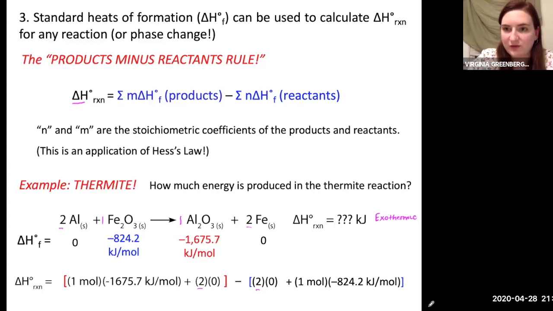And then we'll carefully plug this into our calculator, making sure that we're using our parentheses appropriately so that this negative sign gets distributed to both terms. And we'll see that our delta H reaction is negative 851.5 kilojoules. And that is exothermic because it's a negative value, which is what we would predict from a reaction that shoots sparks and fire everywhere.